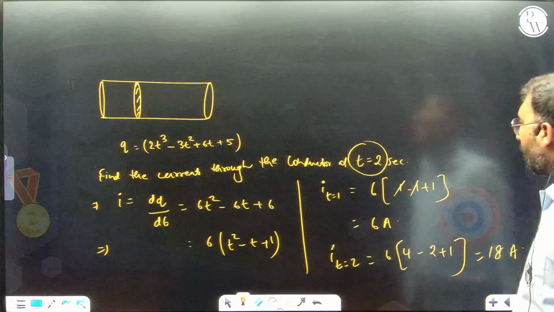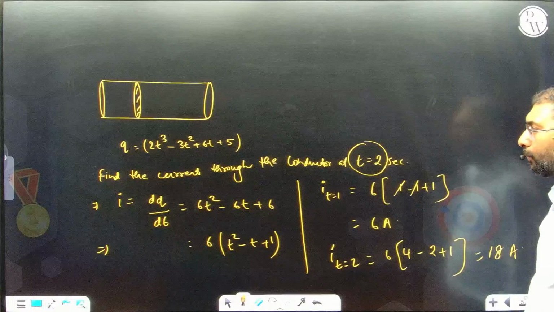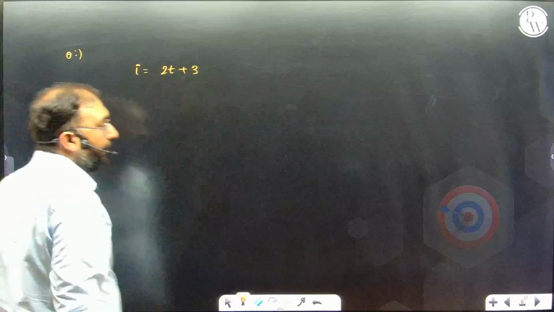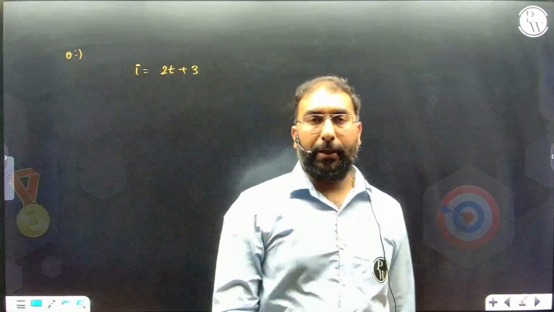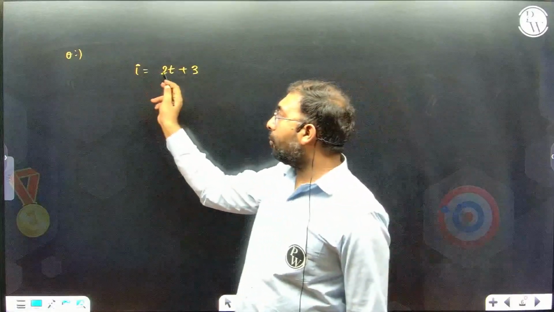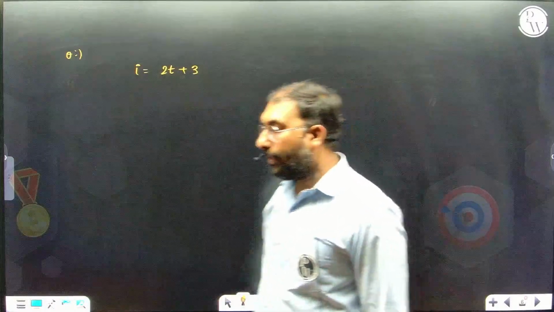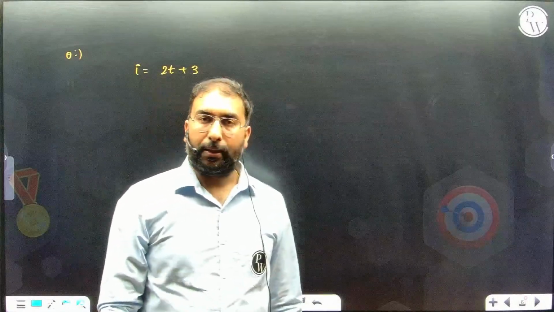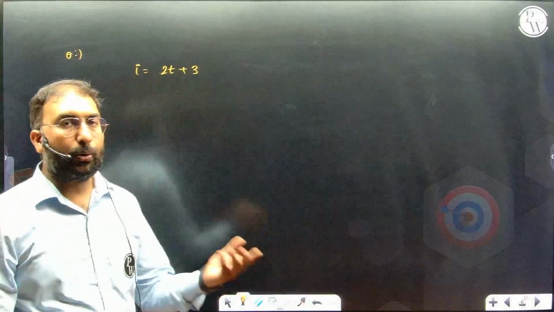So this was one idea. They can ask the question in a different way also, like this. They can give you a question where they can say that the current passing through the conductor is changing with time like this, I equals 2t plus 3. Then they will ask you to find out the total charge passing through the conductor from t equals 0 to t equals 2 seconds.